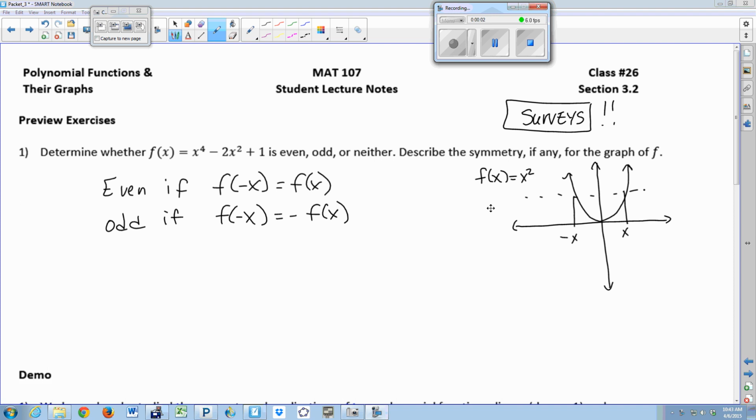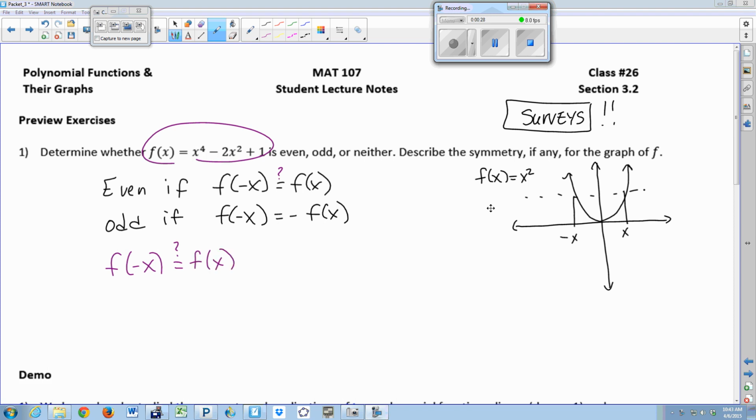To hold in mind what an even function is, just think of your parent function f of x equals x squared. So the question is: is this function right here even, odd, or neither? We start off by trying to show if it's even. You start with this notation, and you put a question mark there because you're trying to show whether they're equal or not. We don't know yet until we do it.